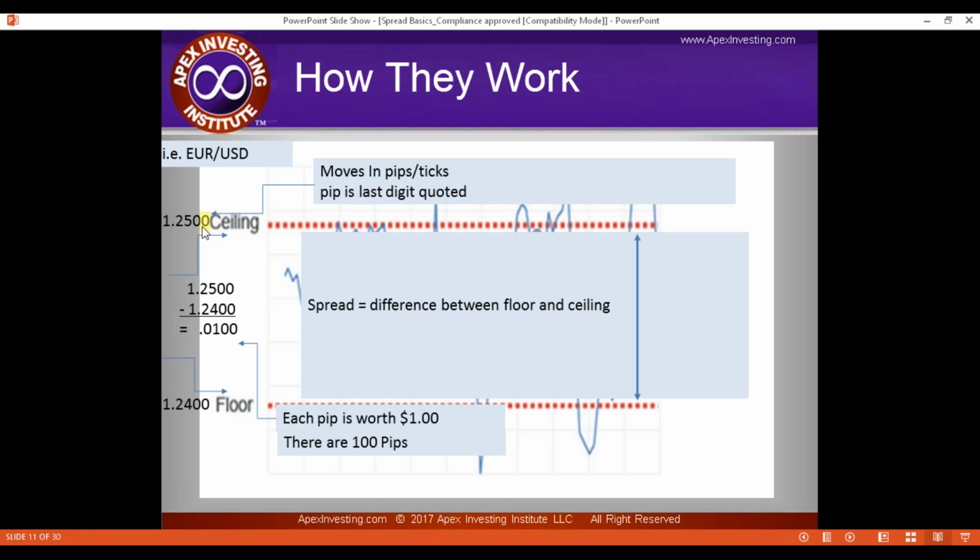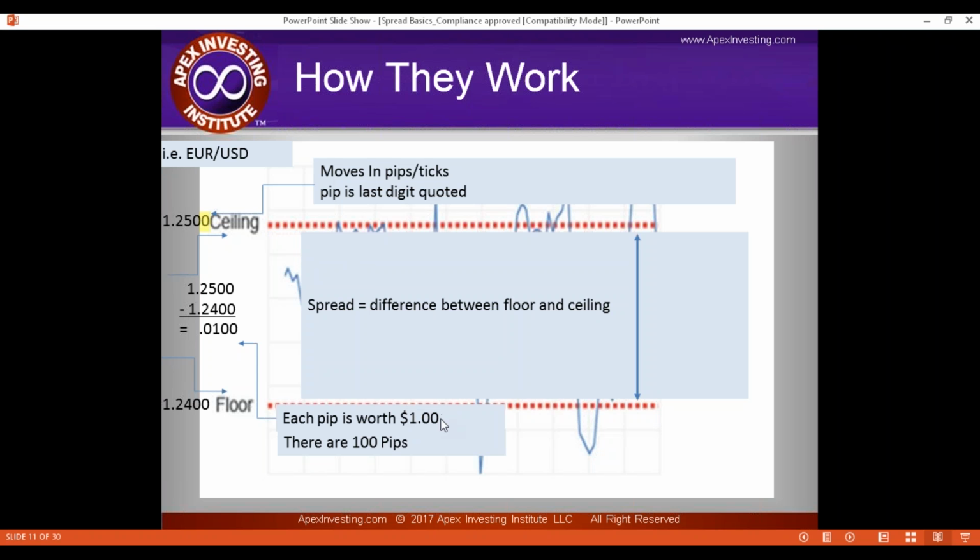Raina asked, who decides the floor and ceiling? It's very, very simple. I'll go over that with you in just a few minutes. I'll show you exactly how that's done, and you'll know exactly how that's determined.